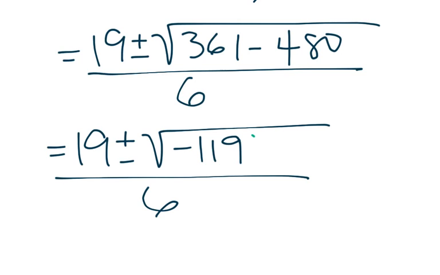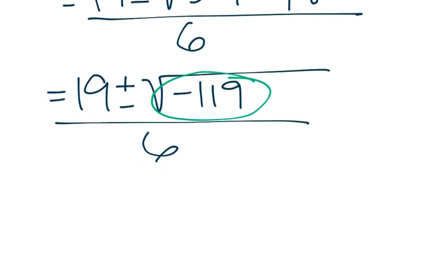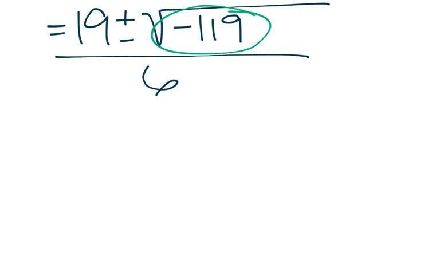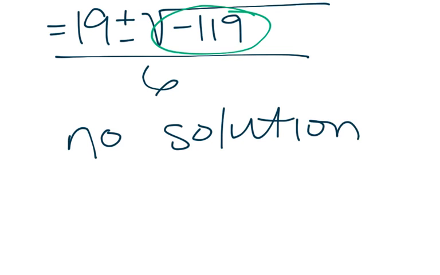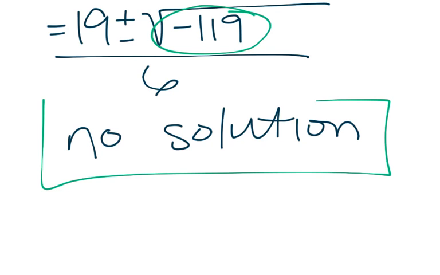So if you look in here, we have a negative number in the square root sign. So since nothing squared is ever going to equal a negative number, since a positive times a positive is a positive and a negative times a negative is a positive, that means there is no such thing as the square root of a negative number. So because we can't find the square root of negative 119, the answer is going to be no solution. So this is what you write down for this problem.